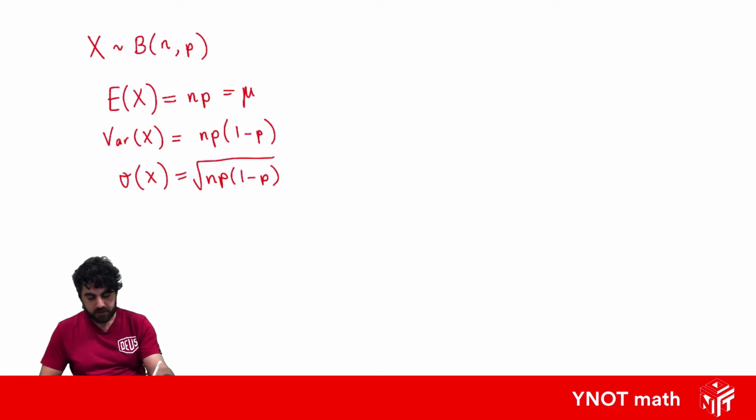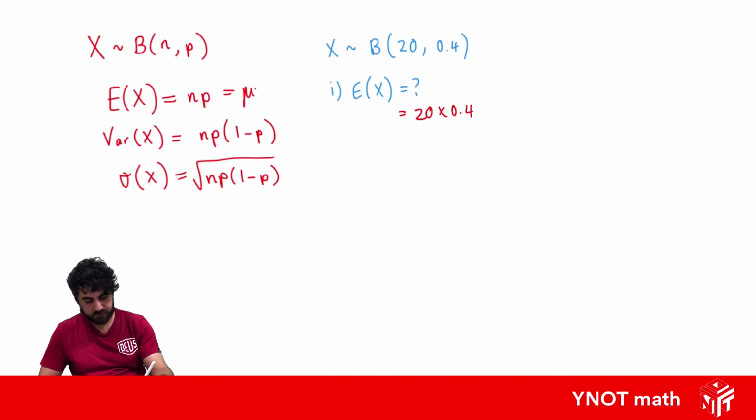Let's have a look at an example. If x is distributed with a binomial distribution, where the number of trials is 20 and the probability of success is 0.4, you can write it like this. First of all, we want to find the expected value. Well, we know the expected value is just the number of trials times the probability of success. So we just get 20 times 0.4, which just equals 8 for our expected value.